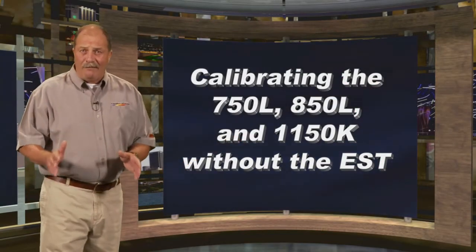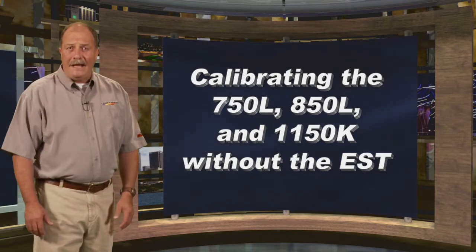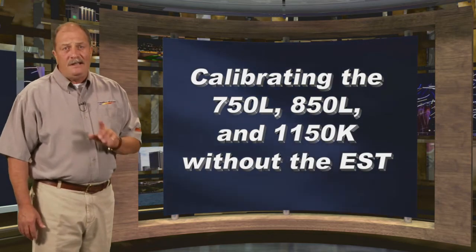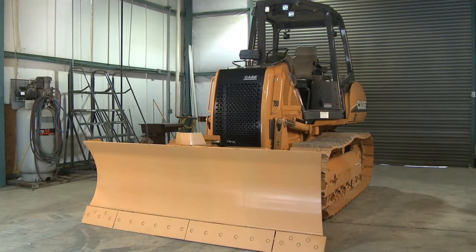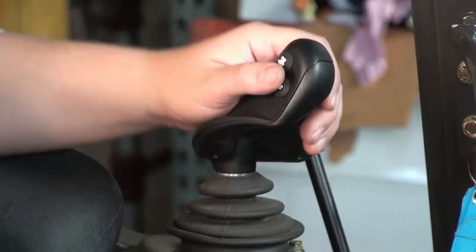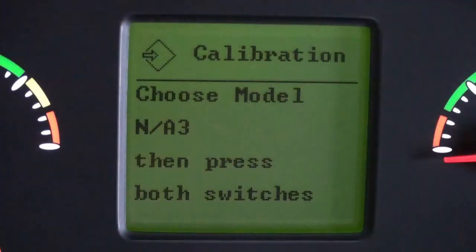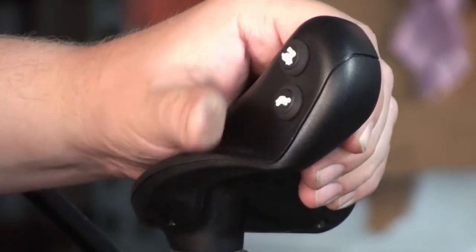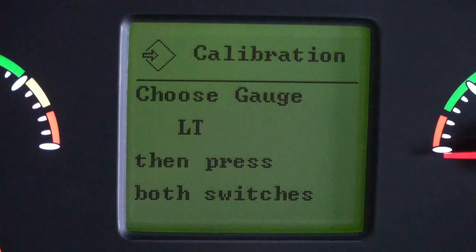To calibrate the 750L, 850L, and 1150K without the EST, the steps are very similar. However, the engine does not need to be running during the procedure. Again, park the machine on flat level ground and place the park brake levers in the raised position. Press and hold the bump up and bump down buttons, turn the key switch to the on position, and release the buttons when you see Model Select and a set of numbers on the instrument cluster display. Then use the buttons to adjust the horsepower range if you need to. Next, press and hold the bump up and bump down buttons for 1 second, or until you see Choose Gauge.